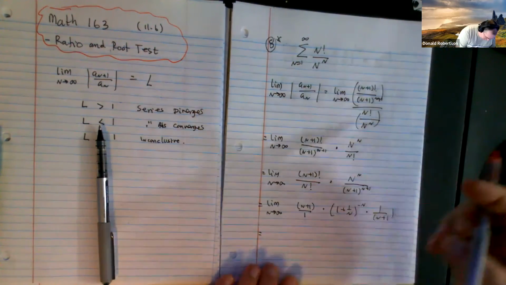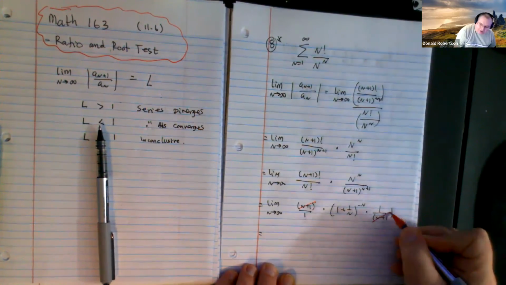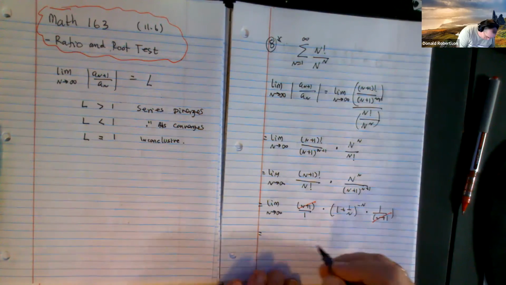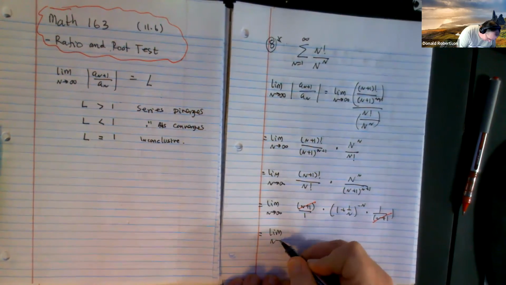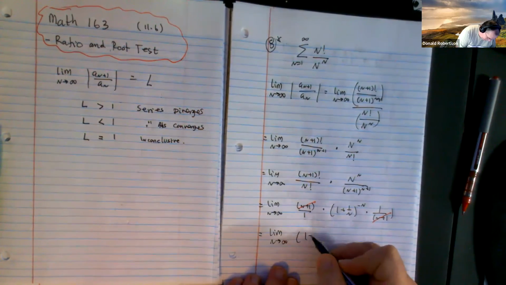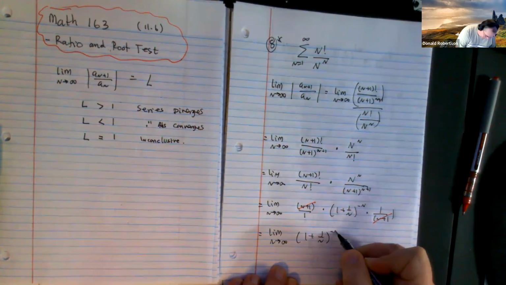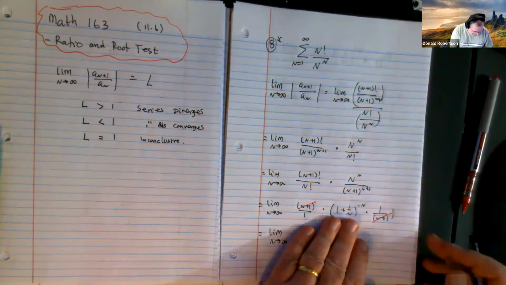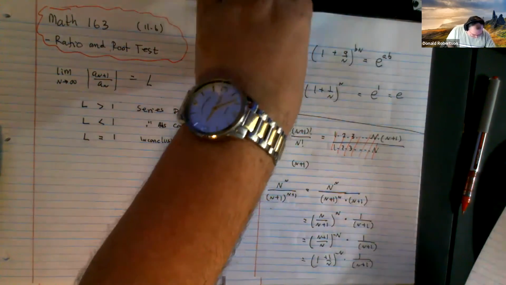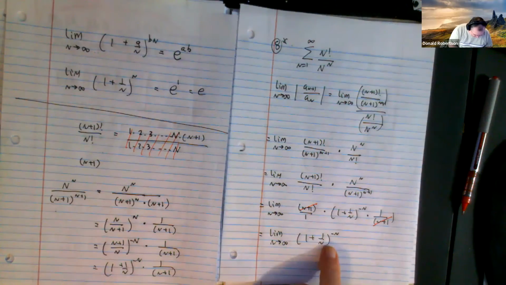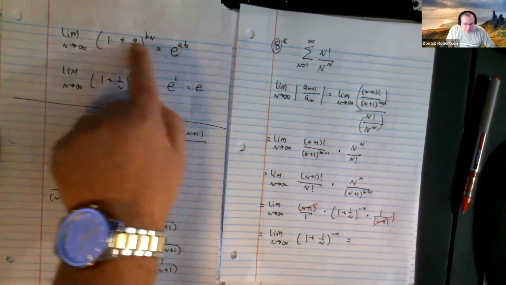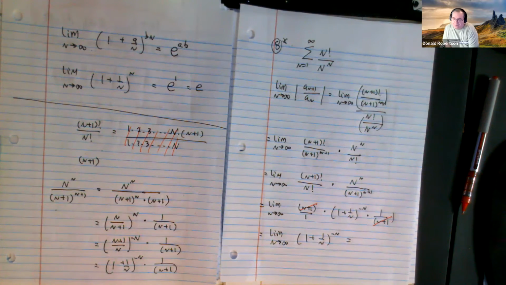Now, do you notice this cancels that guy? And now we are left with, what does that equal based on this truism? What does (1 plus 1 over n) to the power of -n get you? E to the power of what? Be careful.